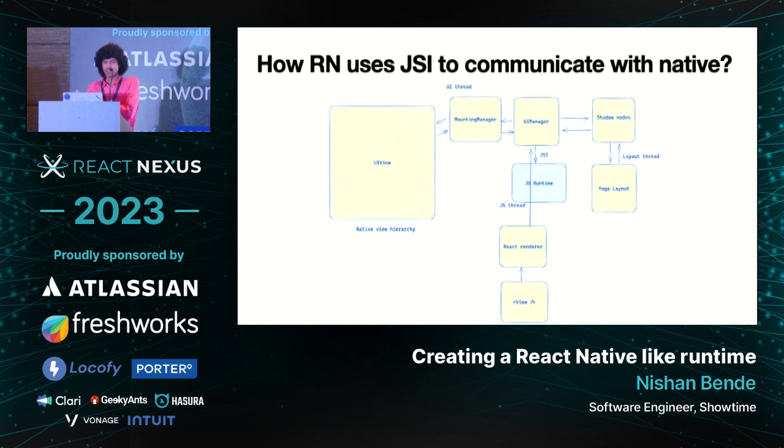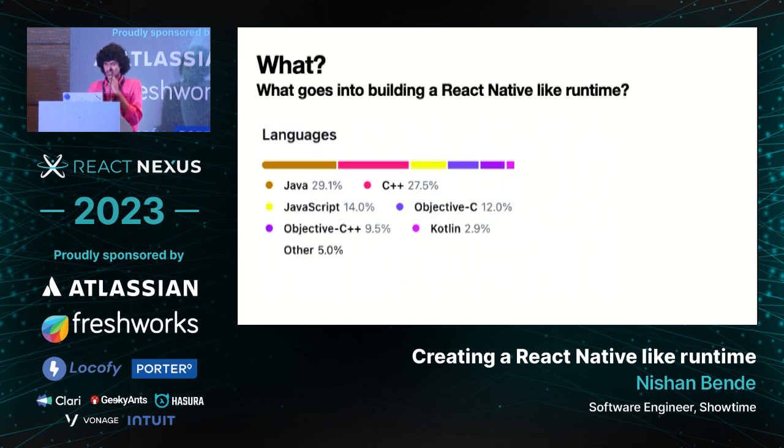That happens on a layout thread. And after that, UI manager is also responsible for coordinating with the mounting manager. And then eventually everything gets mounted on the native side. So everything is batched, super optimized. Here it's using 3 threads, so you can also see some multiprocessing. It's very optimized. And if you see React Native source code, most of it is in Java and C++. That's not very accurate because there are also a lot of tests in C++, but still this gives you the bigger picture of what goes into building a React Native-like runtime.